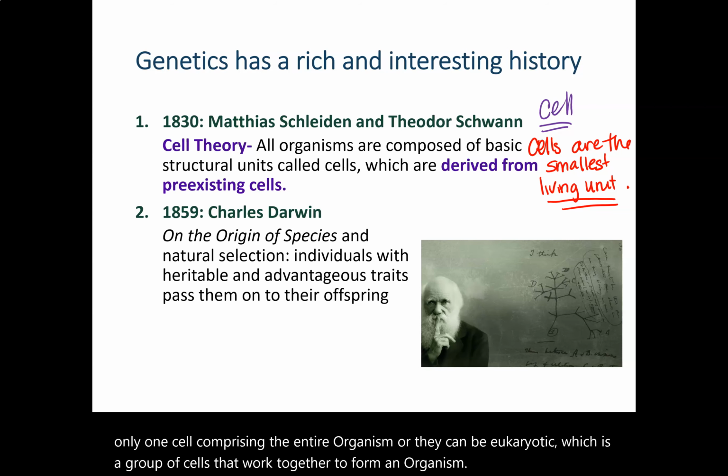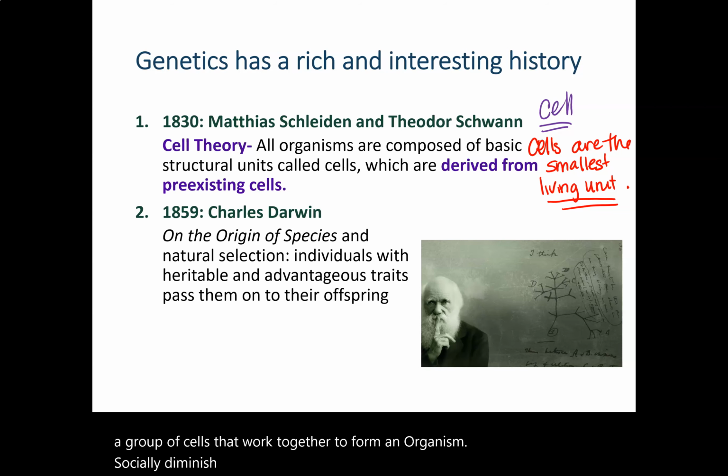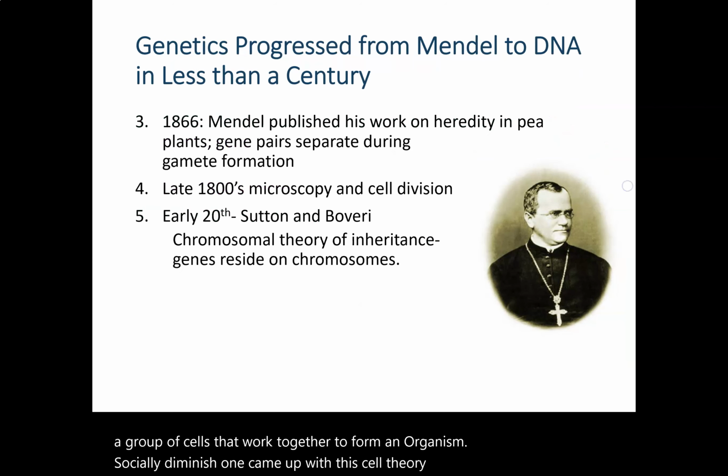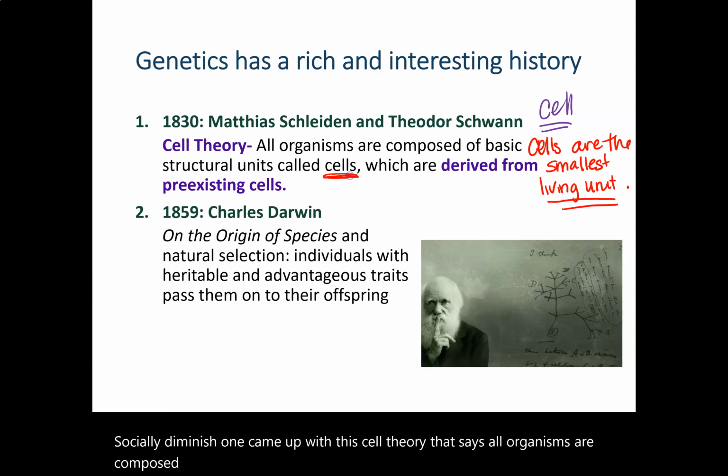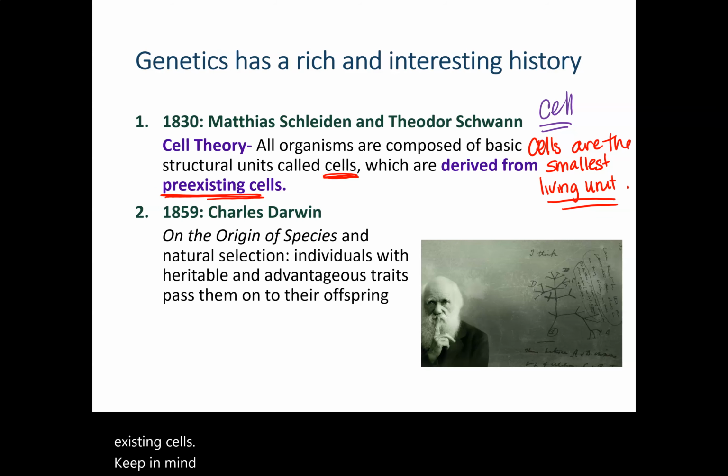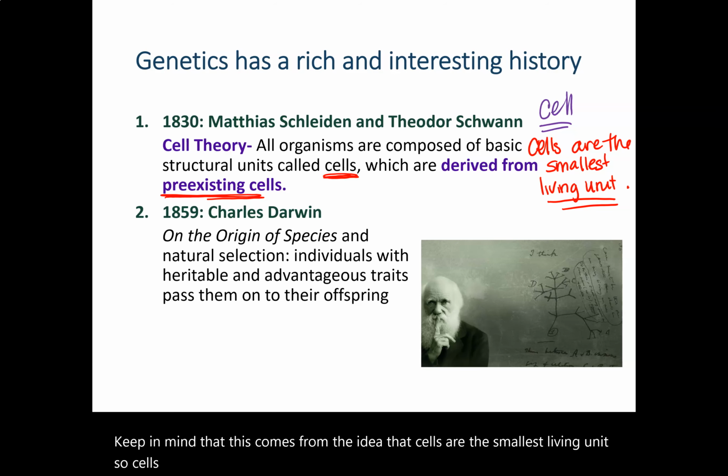So Schleiden and Schwann came up with this cell theory that says all organisms are composed of basic units called cells, and those cells are derived from pre-existing cells. Now, keep in mind that this comes from the idea that cells are the smallest living unit. So cells are the smallest living structure, and they don't spring out of nowhere. They come from pre-existing cells.